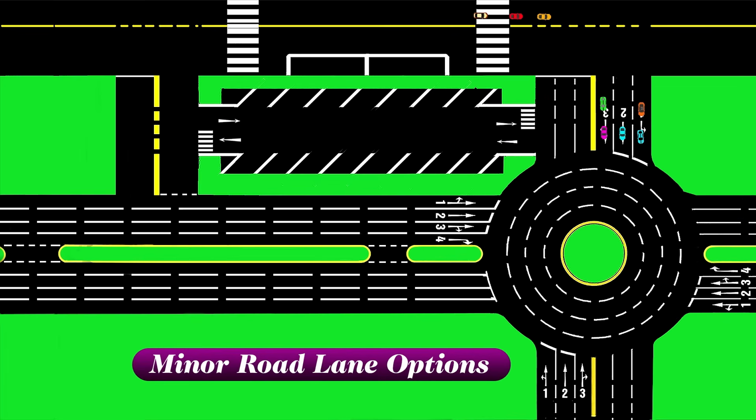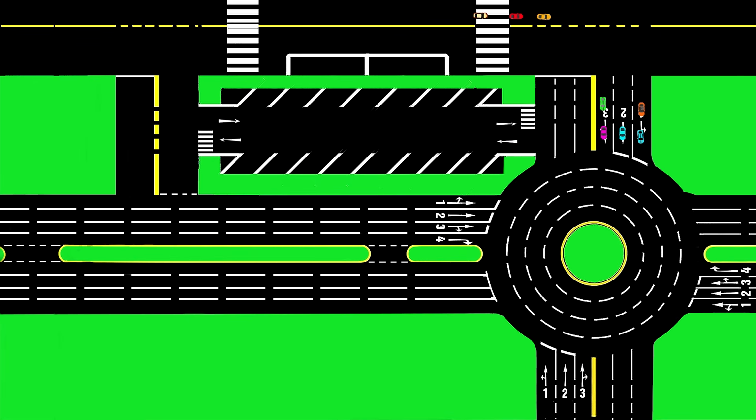Then we also have directions on a 3-lane road when approaching the roundabout, that is the minor road lane options. The system is 215. Lane 1 has got 2 options. The first option, you go straight ahead. The second option, turn left at 90 degrees. Lane 2 has 1 option, go straight ahead.